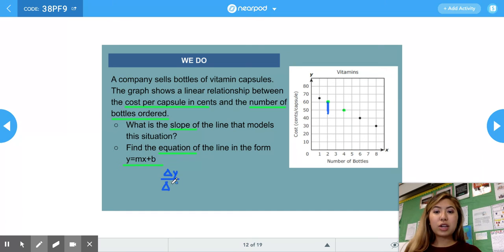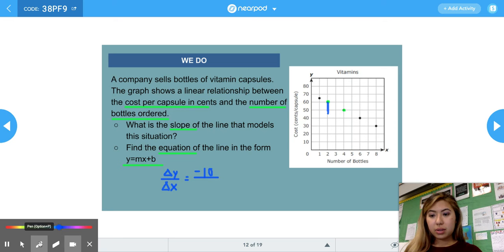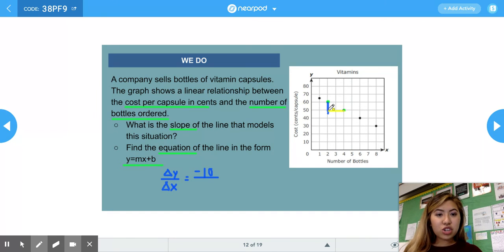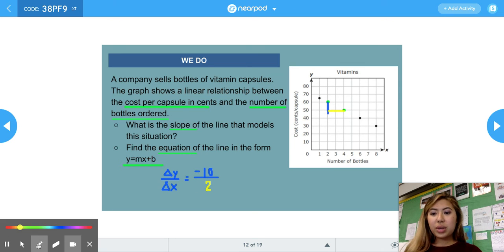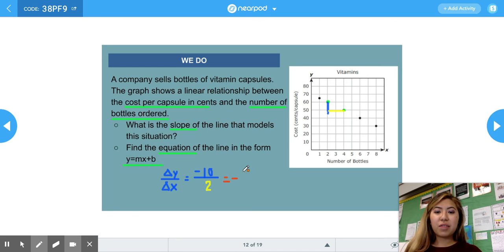To find our slope, we're finding our change in y over our change in x. Our change in y is going to be negative 10, because right here is at 60 and right here is at 50. So 60 minus 50 is 10, and since we went down, it's negative. Then our change in x, if this is 2 and this is 4, is 2. So we have negative 10 divided by positive 2, which is negative 5, and that is our slope.